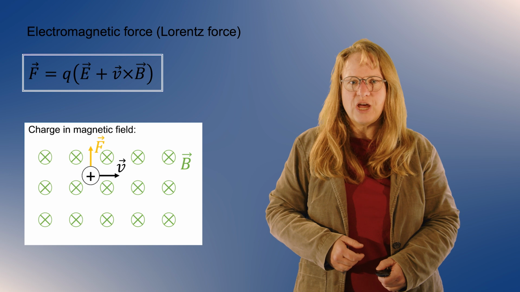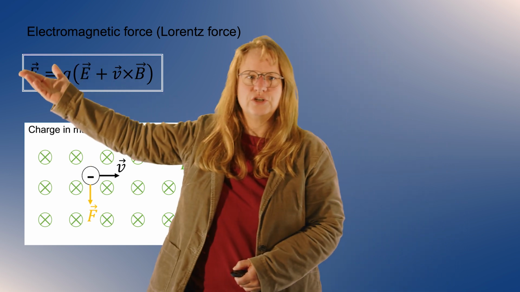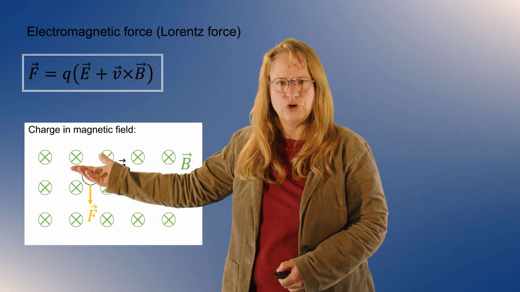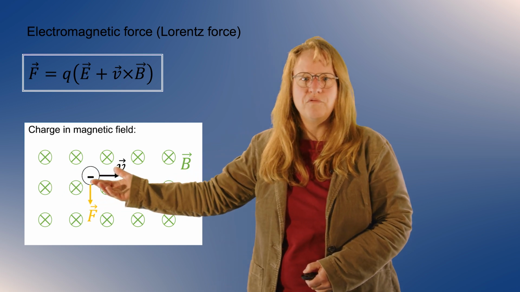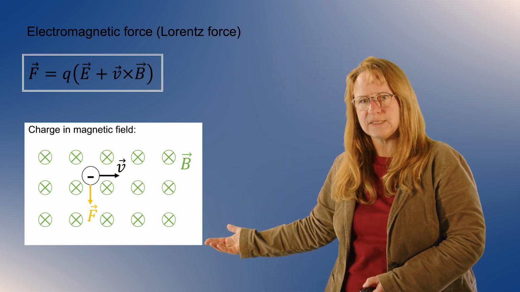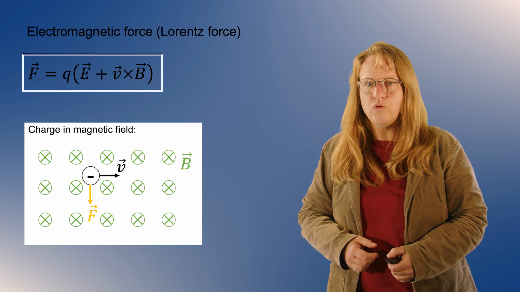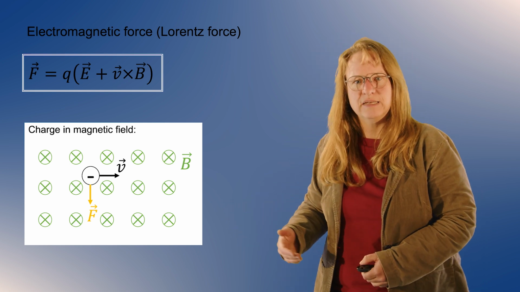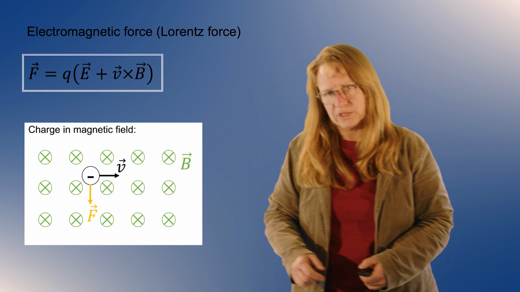Let's look at the negative charge next. If we have a negative charge, again, we have to consider the negative sign, and that means that the force vector is showing in the opposite direction. So if we have now a negative charge moving in this direction, the negative charge is deflected downwards by the magnetic field. So charges moving in a magnetic field experience a force, and the negative charge here is going downwards, the positive charge would be going upwards.